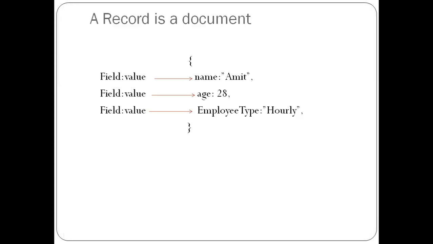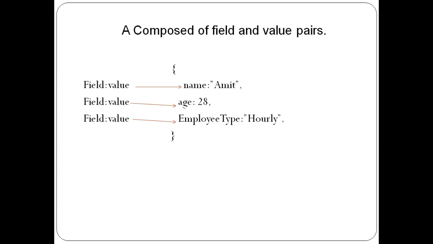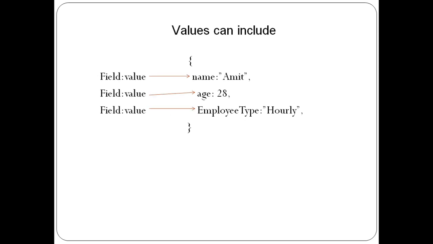So now, looking closer at what a document store is all about, each record is a document, and as we mentioned, MongoDB documents are JSON-like in appearance. Looking at an example employee document, you can see it's made up of a series of field-value pairs. We have some fields here: name, age, and employee type, and also the values Amit, 28, and hourly respectively.